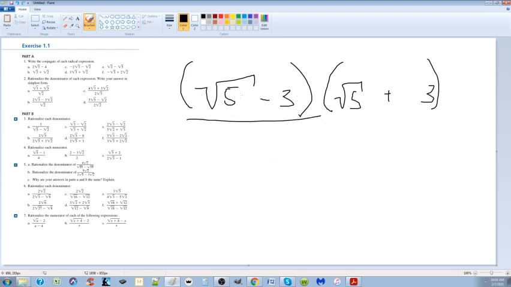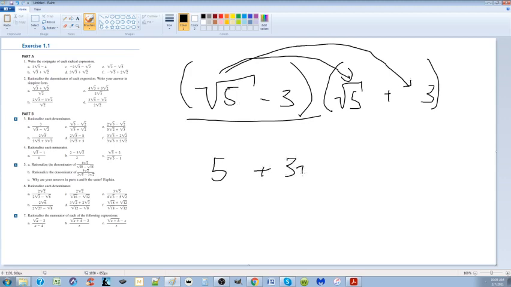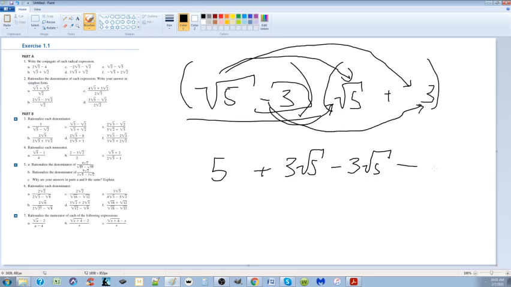So if in doubt, expand it. So what's square root of 5 times square root of 5? It's that. What's square root of 5 times plus 3? It's that. What's negative 3 times the square root of 5? It's that. Now notice the middle terms are going to just zap each other. And finally, what's negative 3 times plus 3? It's negative 9. So these two terms get rid of these. You're left with 5 minus 9, which can be resolved.